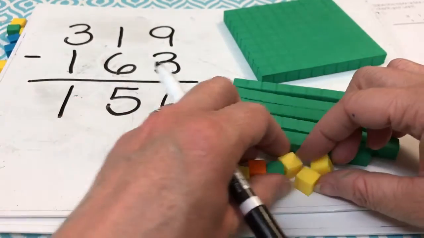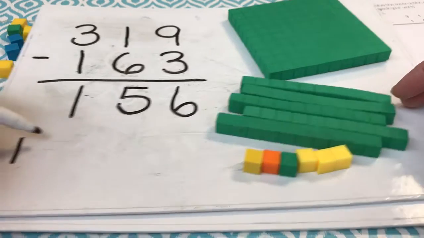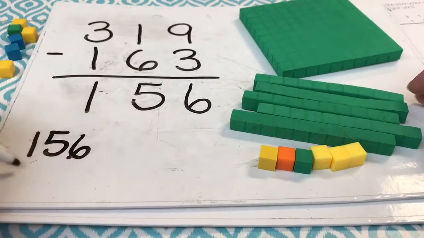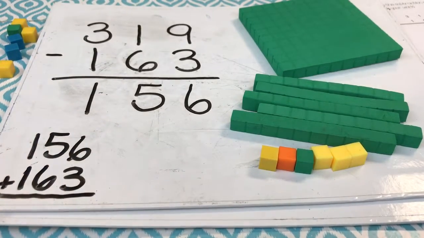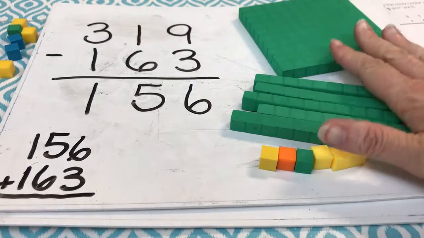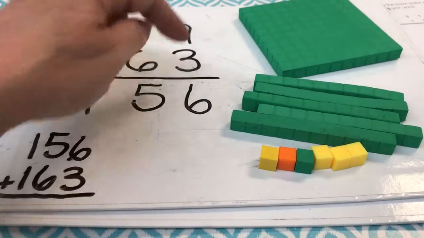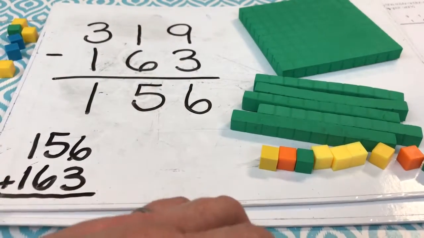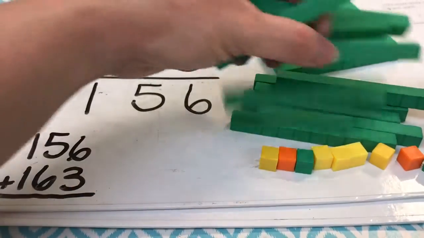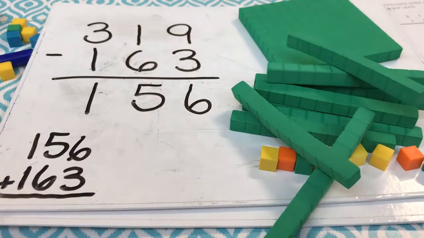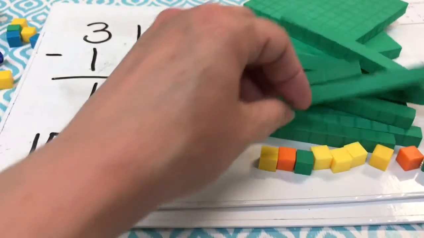156. I would love to check by adding up. Instead of adding the way we did in the last video where we stacked up 156 and 163, I'm just going to do it with my models. So I already know that modeled on my board is 156. Now I'm going to add back the 3 ones that I subtracted. 1, 2, 3. I'm going to add back the 6 tens that I subtracted. 1, 2, 3, 4, 5, 6. And the 100. And this should equal 319.